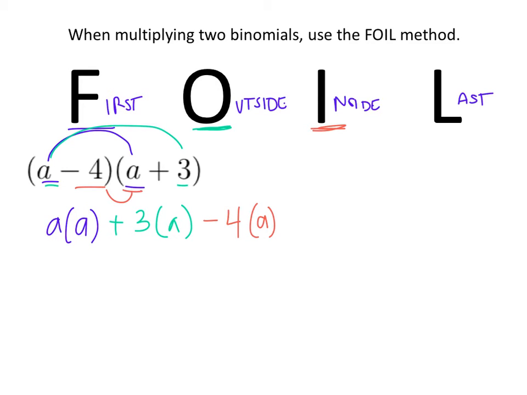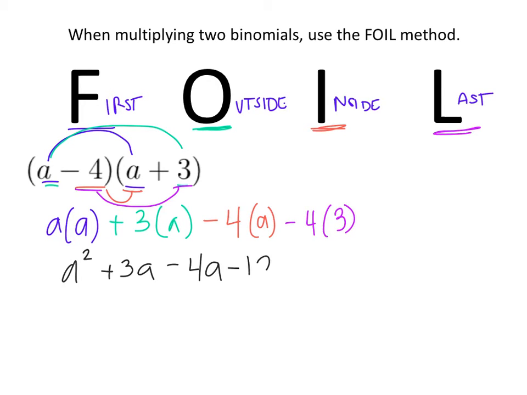And lastly, we'll have the last term. So the second one in each of the binomials. So we have negative 4 and 3. So we have minus 4 times 3. From there, all we have to do is multiply and then combine like terms. So a times a becomes a squared. 3 times a is just 3a minus 4a minus 12.